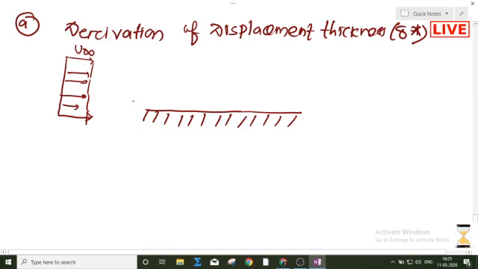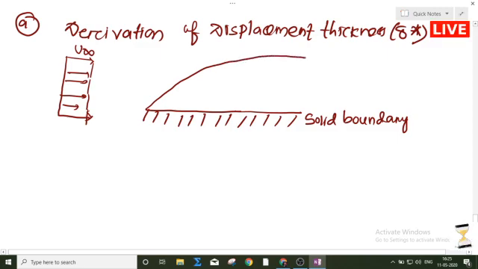So when it comes in contact with the solid surface, this one is called the solid boundary. When it has come in contact with the solid boundary, what will happen? The boundary layer will be formed. Suppose I am choosing a particular point, this point as a. At this point, let me draw the velocity gradient. The velocity gradient will be like this.